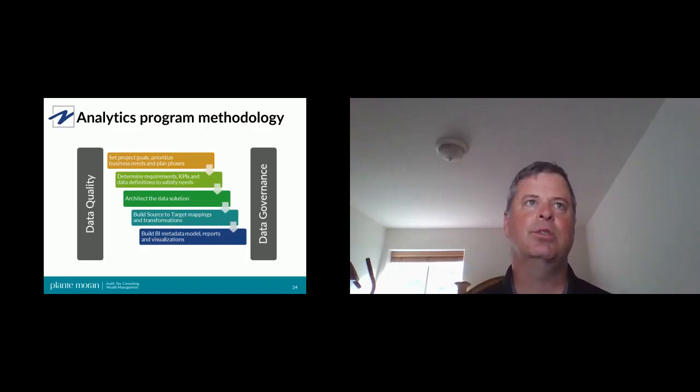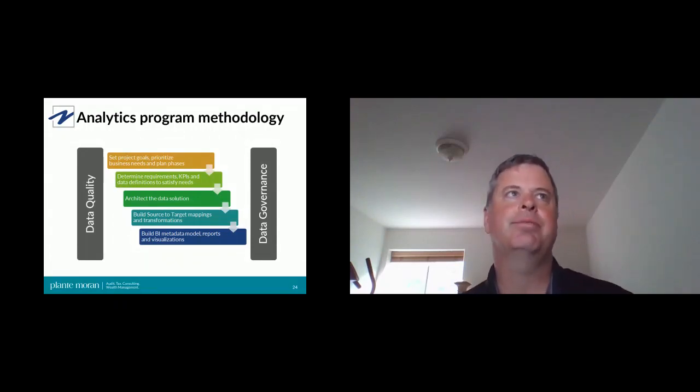Set those project goals, prioritize that business need, and plan the phases of where you need to source that data from, bring it together, and cleanse it. Architect the solution, build the data source to target mappings and transformations, and then build the BI reports and visualizations. Once you have that data and the business rules pulled together, you can quickly iterate through additional visualizations and role-based reporting.